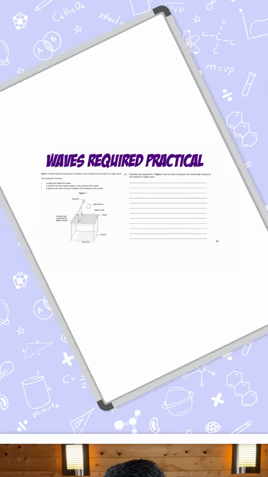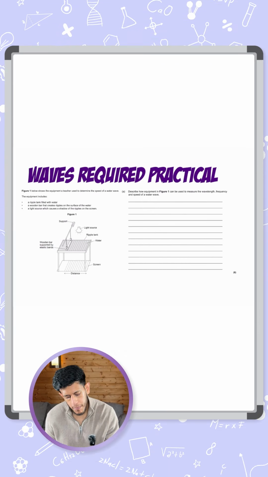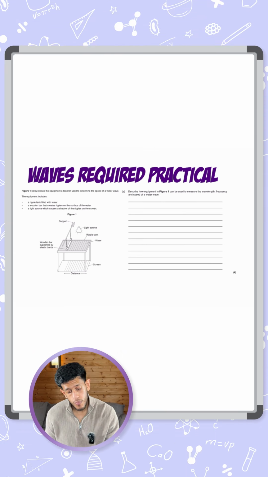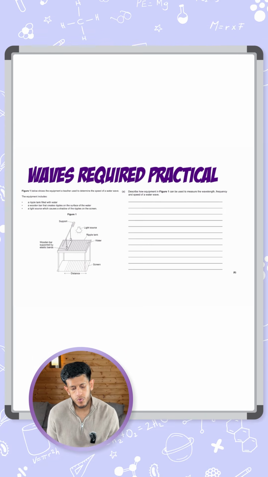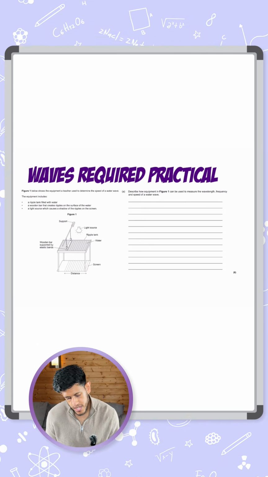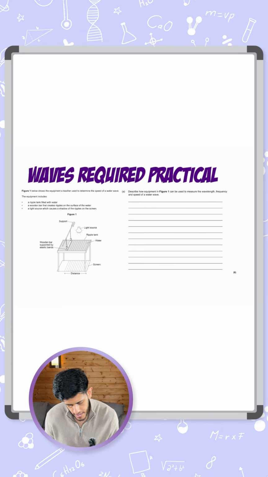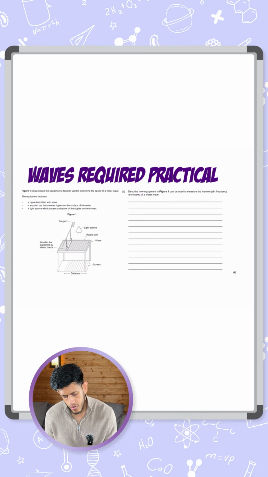Alright, so let's take a look at this 6 marker talking about the waves required practical. Figure 1 below shows the equipment a teacher used to determine the speed of a water wave. The equipment included a ripple tank filled with water, a wooden bar that creates ripples on the surface of the water, and a light source which causes the shadows of the ripples onto the screen below. So you can see there, this is the screen underneath, and you can see the waves there on the screen because the light is shining onto the ripple tank.